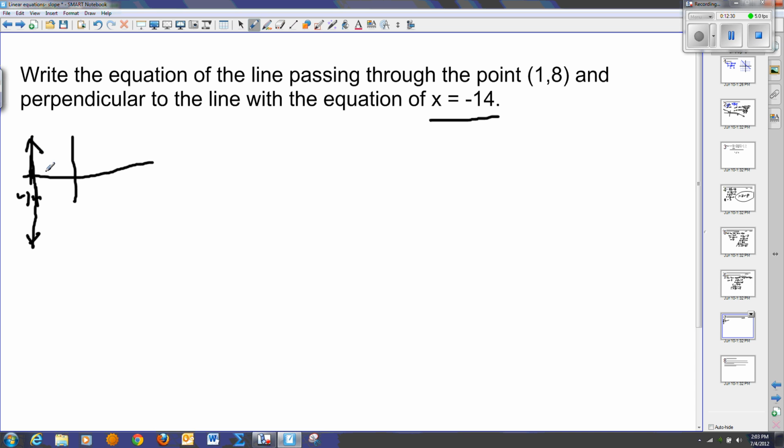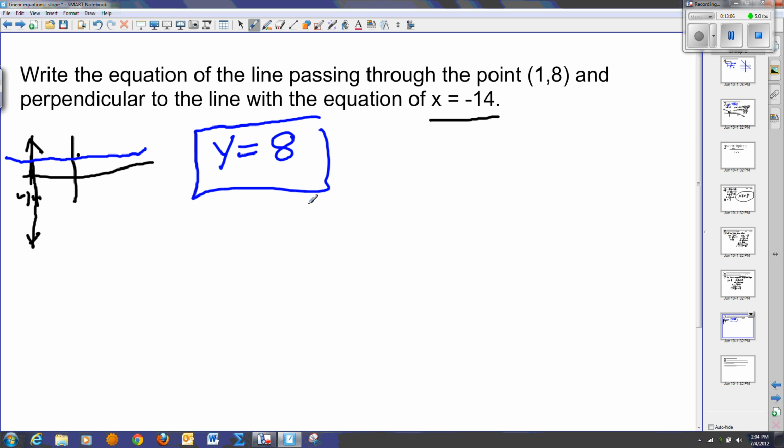Now what we want to do is write the equation of a line that passes through the point 1, 8. Well, where is 1, 8? Let's call it right here. Now if we want to write the equation of a line passing through that that's also perpendicular, then I've got something like this, which is a horizontal line. There's also something that remains the same all the time, and in this case, it's the y value. And we can write the equation of that line by just describing it as its y value. So in this case, every y coordinate is 8, so my perpendicular line has the equation of y equals 8. No slope-intercept stuff necessary.